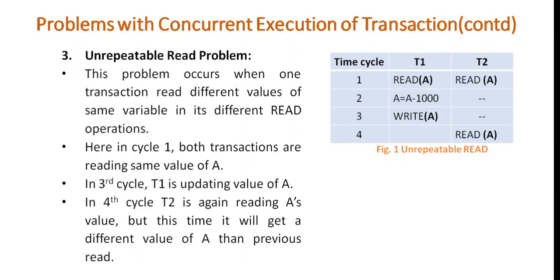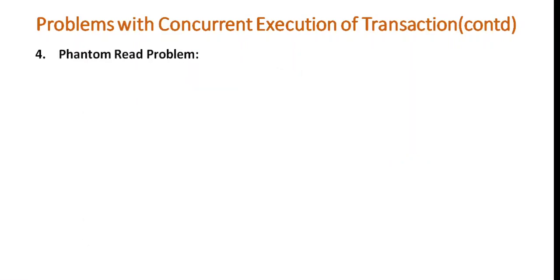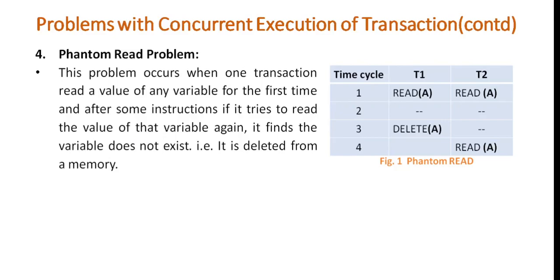Now the phantom read problem. Here in phantom read problem, when one transaction reads a value of any variable for the first time, and after some instruction, if it again tries to read the value of same variable, then it finds that the variable does not exist in memory. That is, the variable is deleted from the memory. This is called as phantom read problem.